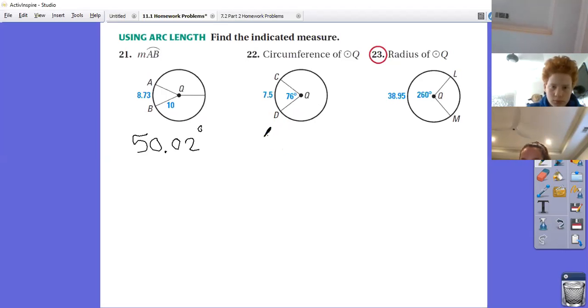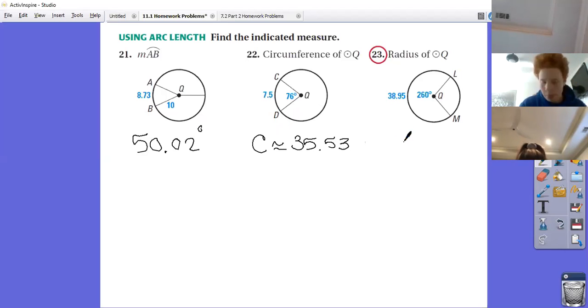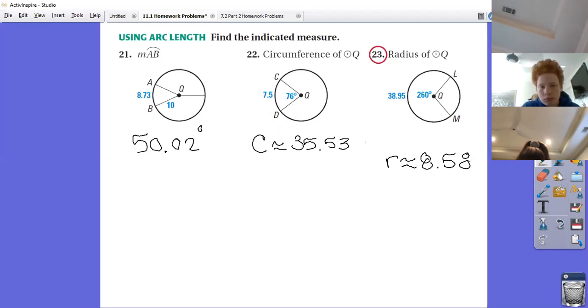22 is asking you for circumference, and I got about 35.53. And then 23 was asking you for the radius, so I got approximately 8.58. Any of those three you need to see worked out, because those were a little bit different. You were solving for something different, but using the formula.